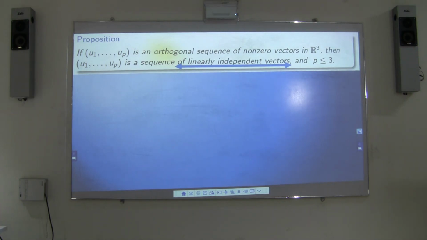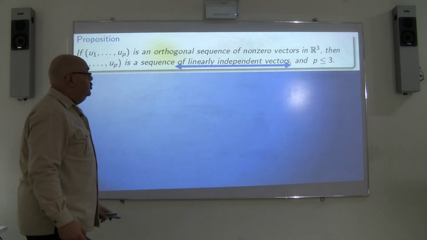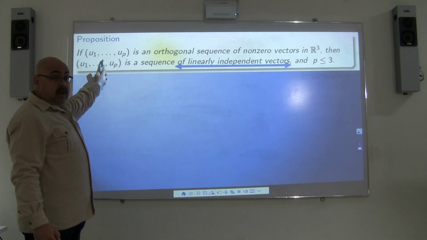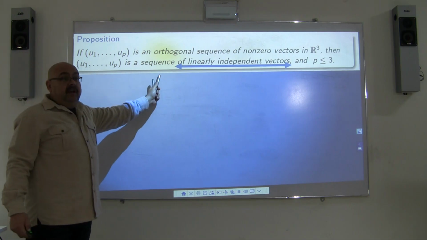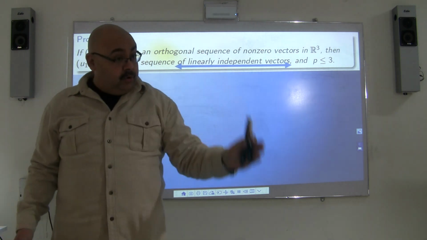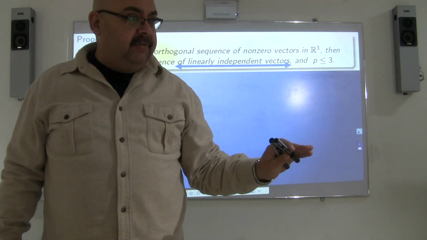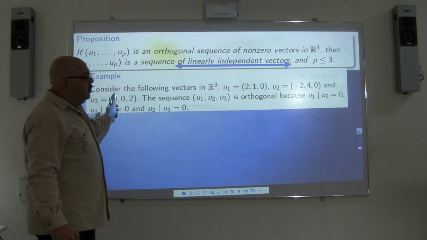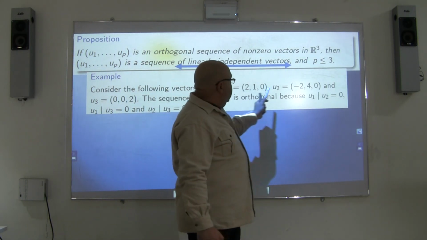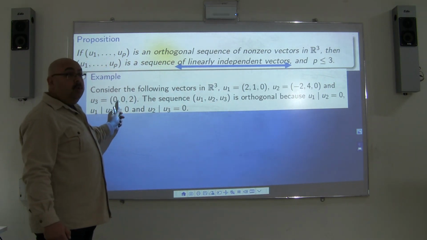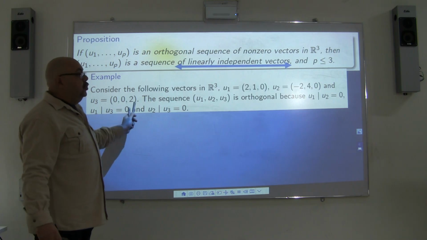Now, U1 up to UB is an orthogonal sequence of non-zero vectors in R3. Then it is a sequence of linearly independent vectors. So if you have vectors and they are orthogonal, then they are linearly independent. Consider the following vectors: U1 is 2, 1, 0, U2 is negative 2, 4, and 0, and U3 is 0, 0, 2. The sequence U1, U2, U3 is orthogonal.